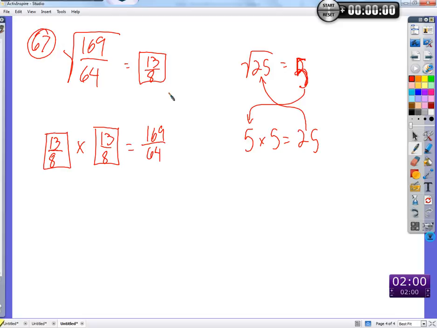Why isn't pi a rational number? Well, for one thing, I can tell you that the decimal goes on forever, and it doesn't repeat. So that's not rational. That's a loose definition of an irrational number.